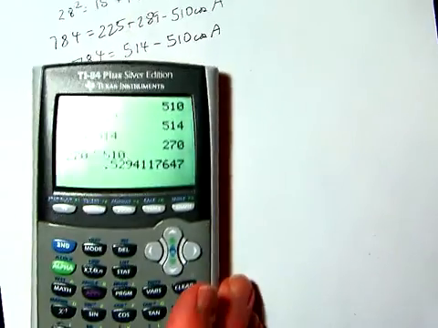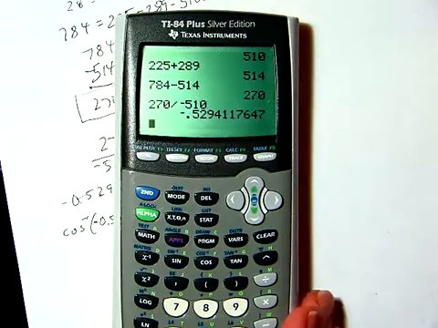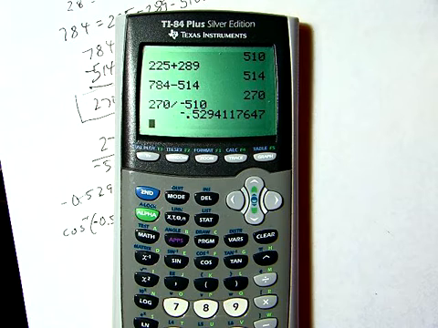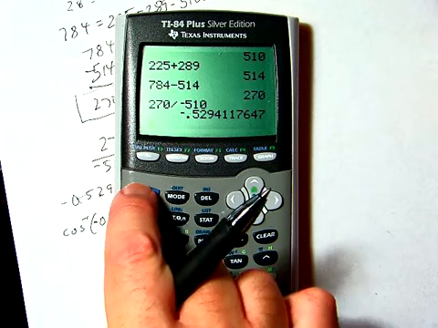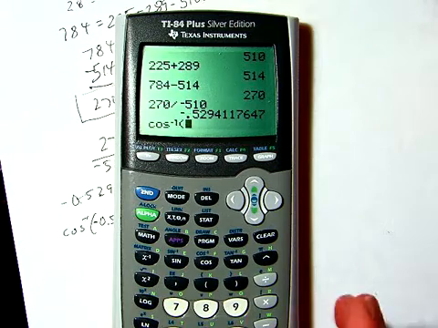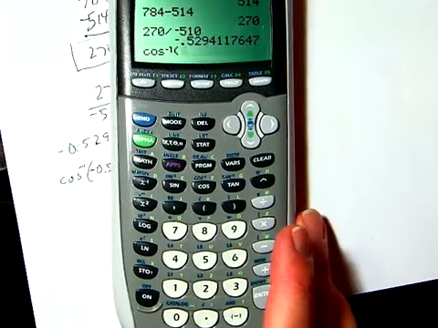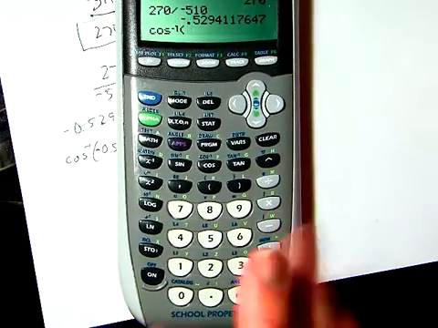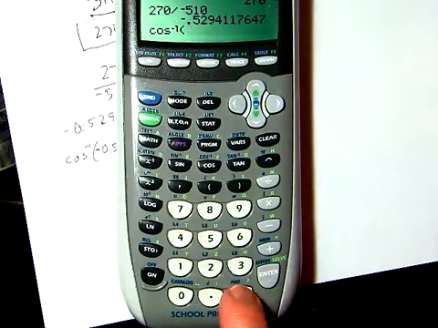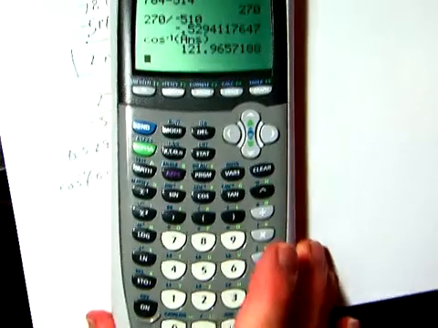And the way I'm going to do it is I am going to put second cosine, which is inverse cosine, and then I'm going to put the last answer that was there in. So I'm going to go second answer, or second negative sign here, which is answer, which will pop that number in, and then this is going to be my answer.